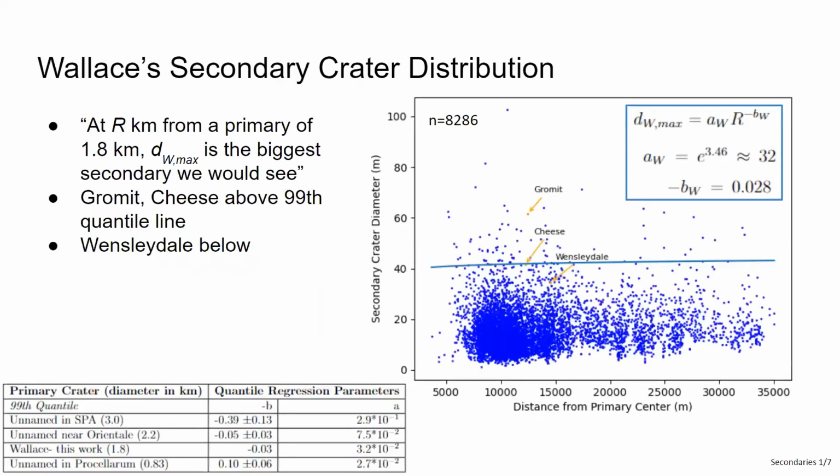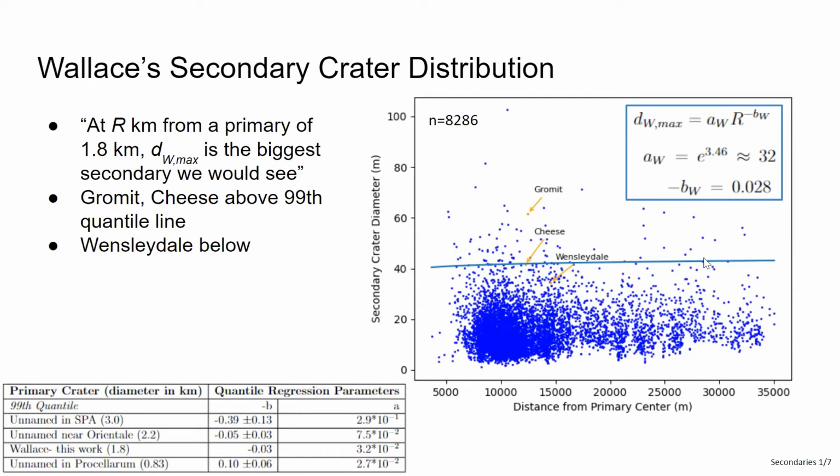So now we're going to talk about the actual data. Let's talk about secondary craters. So first I have this plot here, which has the distance from the primary, Wallace's, center in meters. And on the y-axis, we have the secondary crater diameter. So each of these little dots is a secondary. So for example, this one is about 60 meters, and it's just a little bit over 5 kilometers out from the center of Wallace.